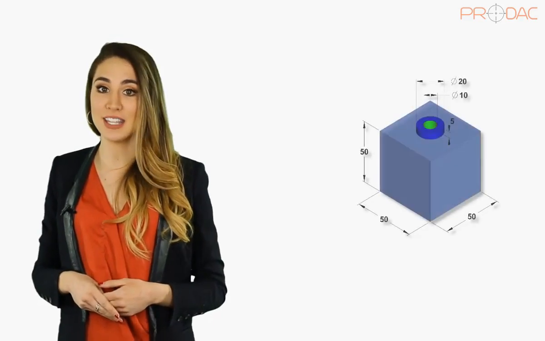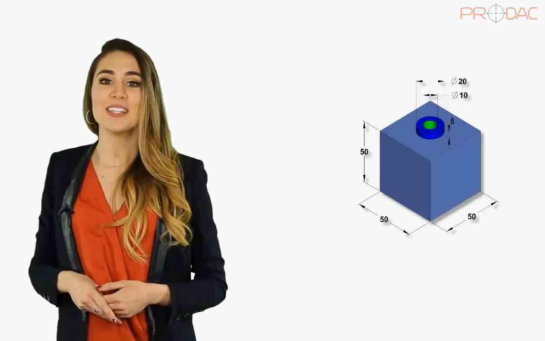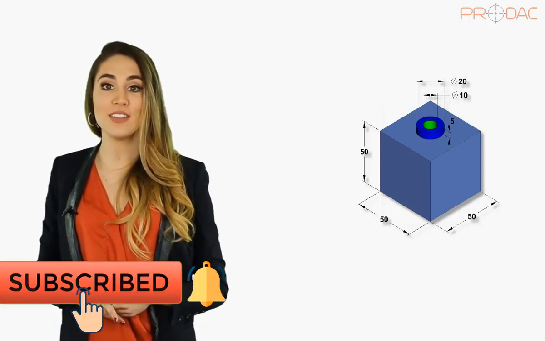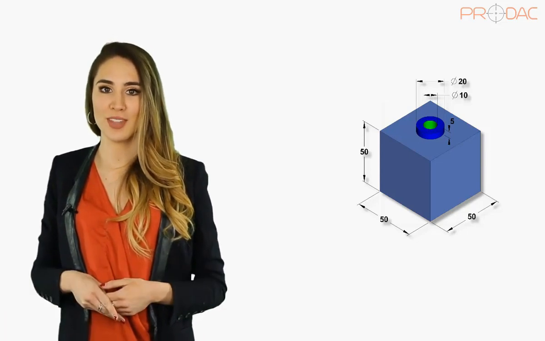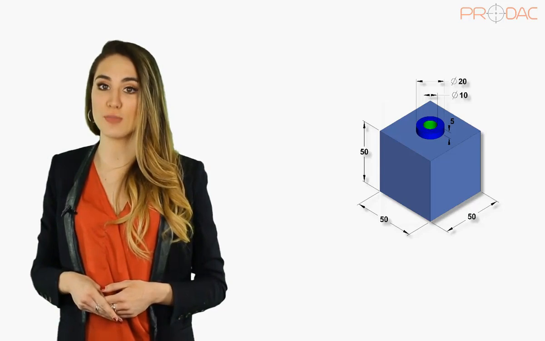Welcome back, guys. Trust that your learning process was smooth. It's time for some practice exercise. As an exercise, we'll be modeling a cube with a hole at the center and a projection feature around the hole. Dimensions of the cube are 50 by 50 by 50 millimeters, and hole at the center is a through hole. Projection height and diameter are 5 millimeters and 20 millimeters respectively.